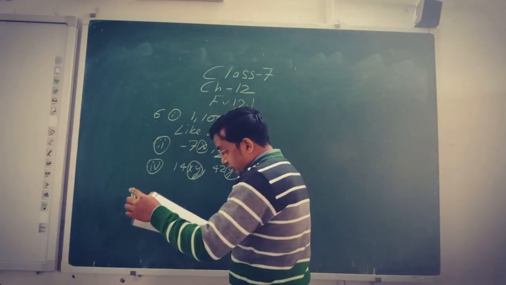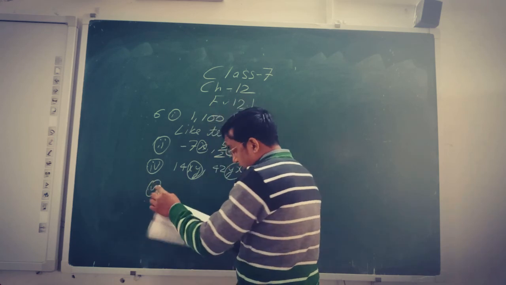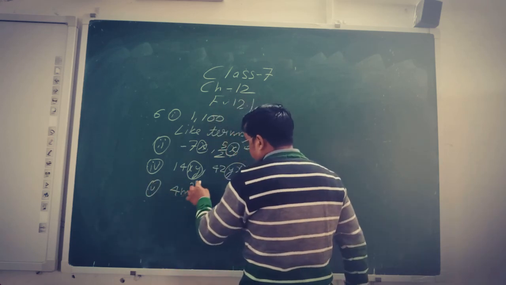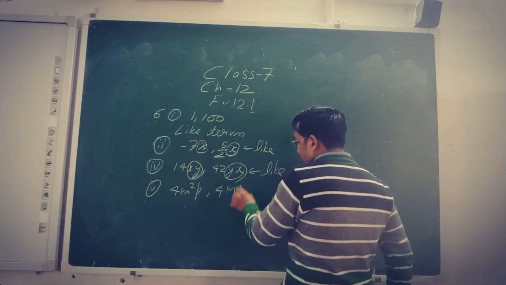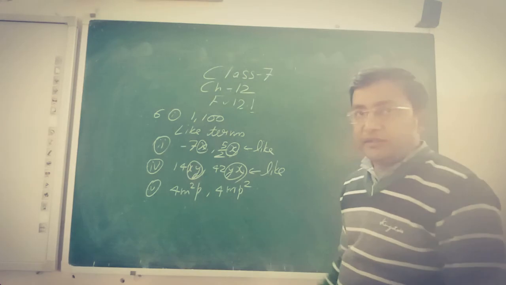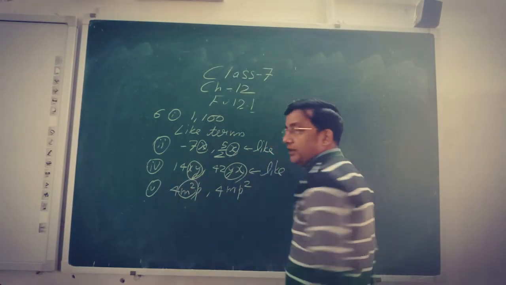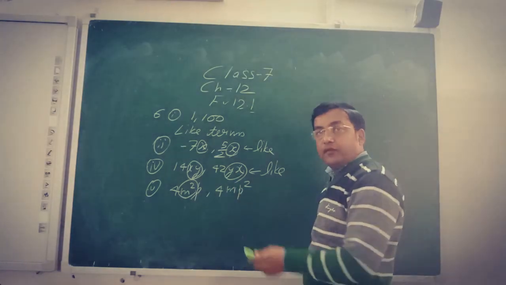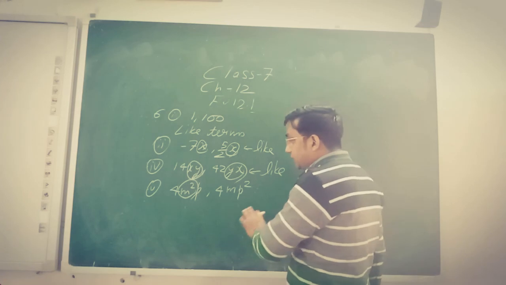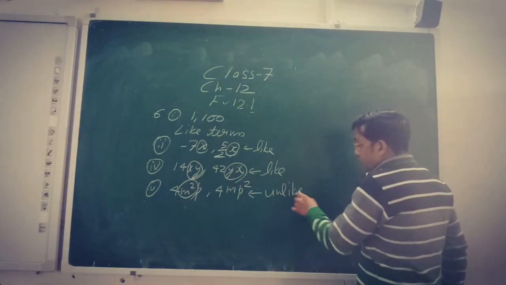Let's take one more question. The last question I am taking, the fifth one. It is 4n square p and 4n p square. Now you see the terms. Here the power of n is 2, and here it is 1. From there only you can conclude that these are not like terms, they are unlike terms.